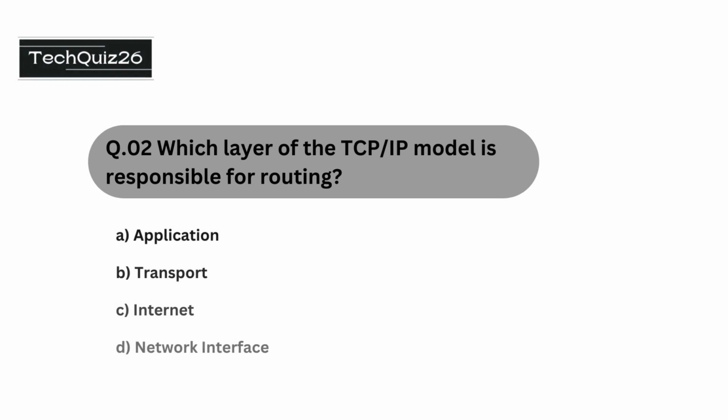Question number 2 is which layer of the TCP/IP model is responsible for routing? The options are application, transport, internet, network interface. The correct option is internet.